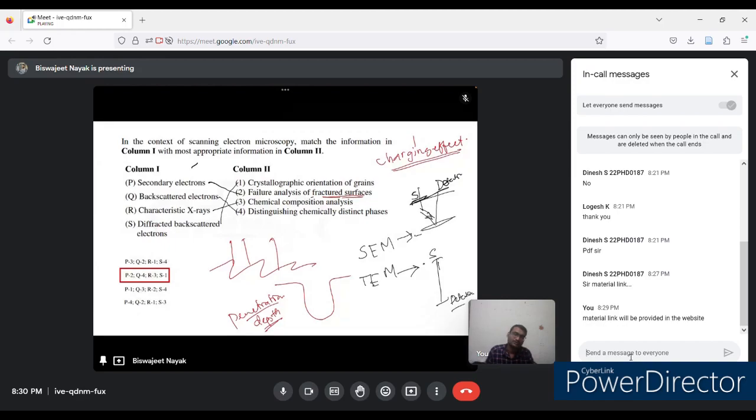So you have to do mechanical characterization only. You have to look for different methods: the Vickers hardness method, and UTM for stress-strain. Yeah, different methods are there.